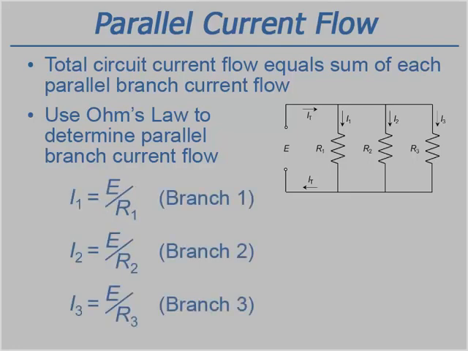For a three-branch parallel circuit, the equations for calculating each parallel branch current flow is as shown. Once the parallel branch current flows are known, the total current flow can be calculated by totaling the three-branch current flows. Now, let's go through some examples determining the current flow through various parts of a parallel circuit.